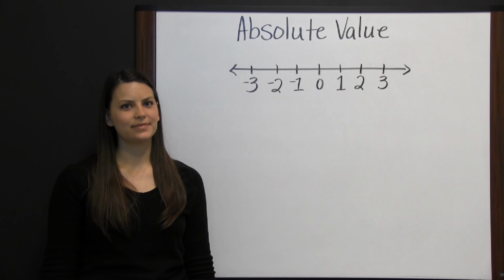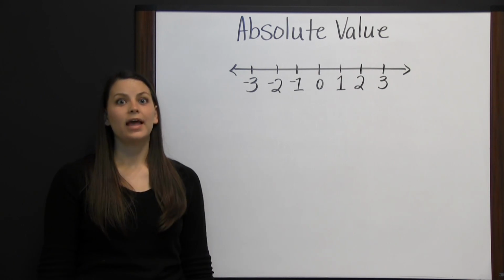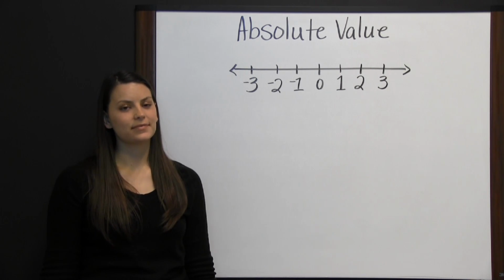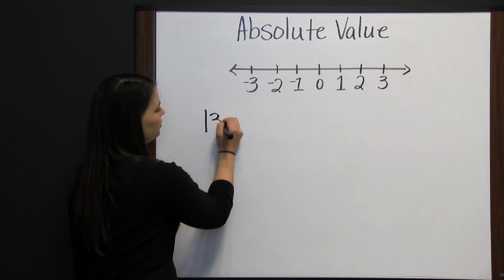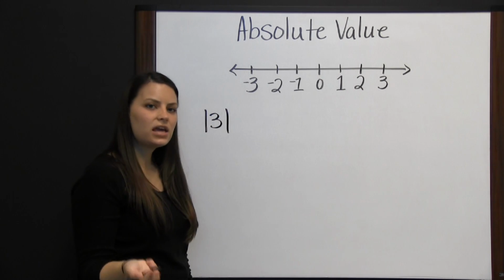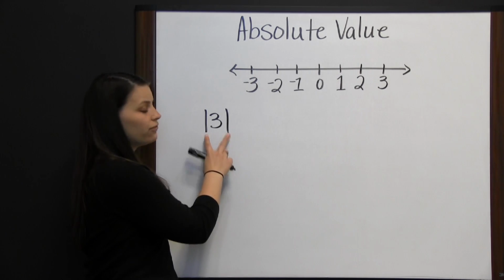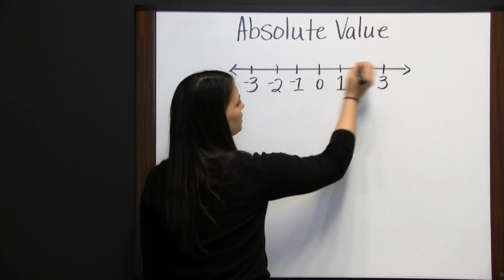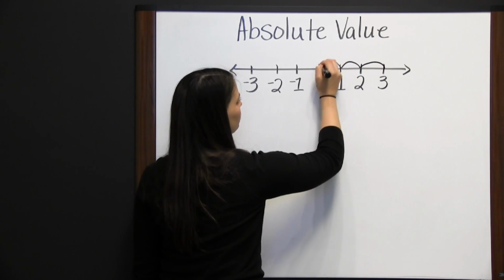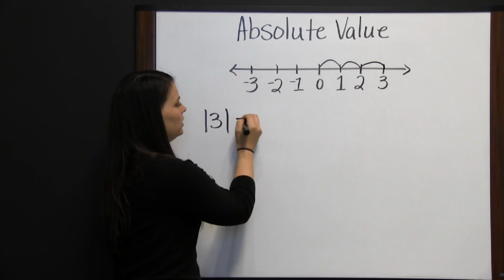Absolute value. Absolute value is the distance of a number from 0 and is always positive. It's denoted by a pair of vertical lines surrounding the value, such as the absolute value of 3. You can think of absolute value like you're being asked a question. And the question is, how far is 3 from 0? 3 is 1, 2, 3 places from 0. So the absolute value of 3 is 3.